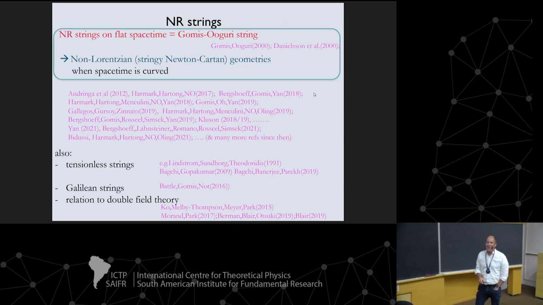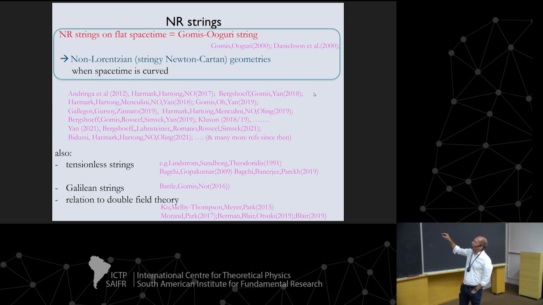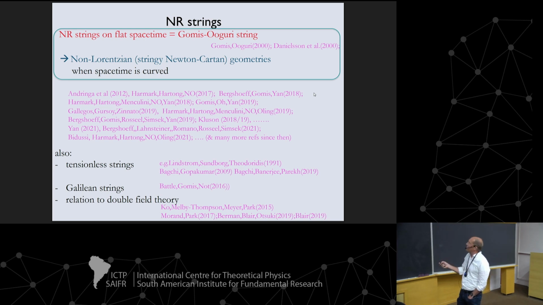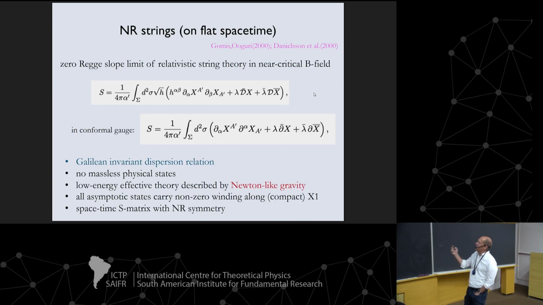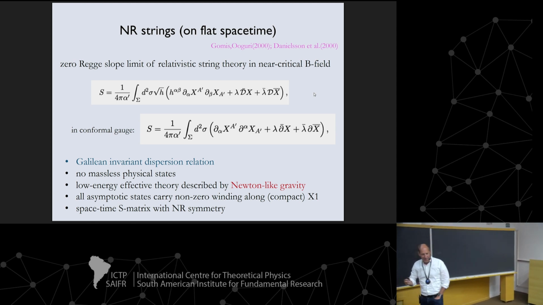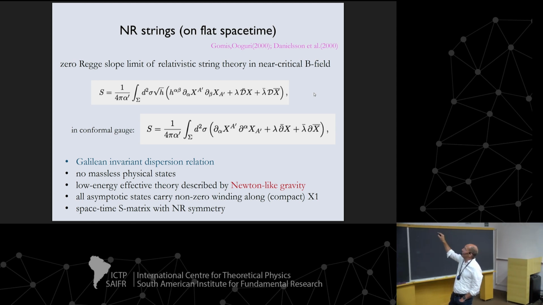So I'll speed up a little bit. There are many references. I just want to emphasize again that Gomis and Ooguri found non-relativistic strings on flat space-time. Work of the last five years has shown how to generalize it to curved spacetimes, and that's what you want to see the details of. Just very quickly, what are we finding the curved space generalization of?